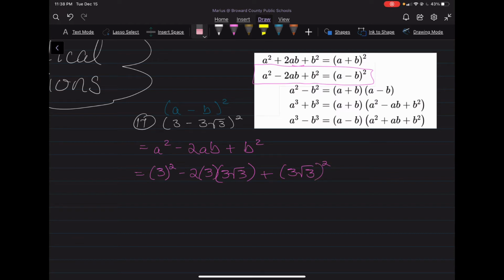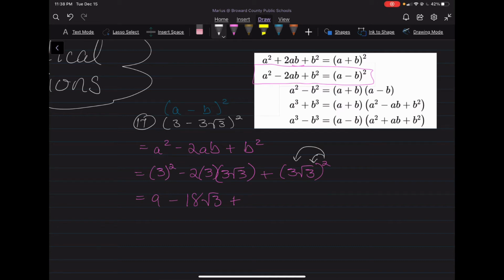Now, let's go ahead and continue to simplify. 3 squared is 9. 2 times 3 is 6. 6 times 3 is 18. So that's 18 square root 3, plus. Now, when you simplify this expression, you're really distributing that exponent of 2.